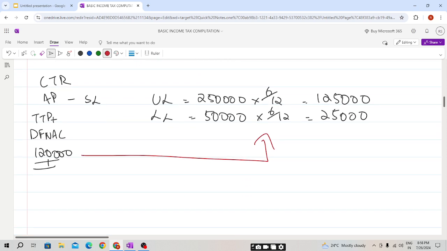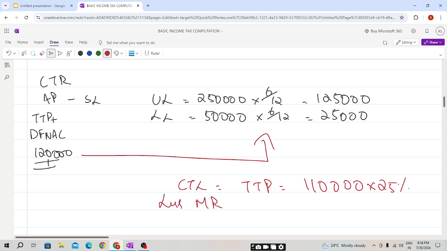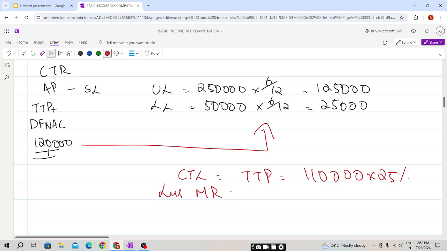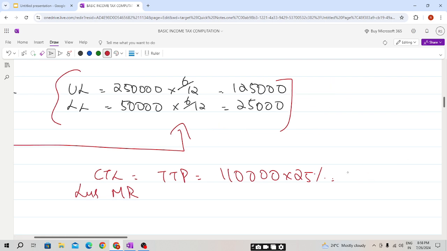So now corporation tax liability paid on TTP, our TTP is into 25% less marginal relief. But students, when we calculate the marginal relief, we need to use the updated, we need to use the new upper limit and lower limit. We need to use the new upper limit and lower limit. I hope this point is clear to all of them.